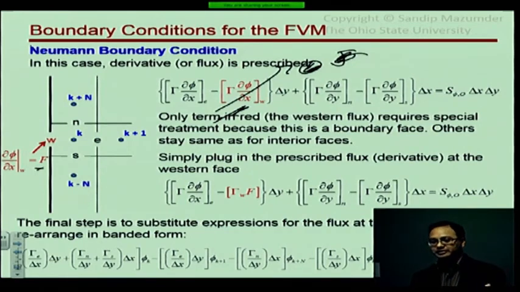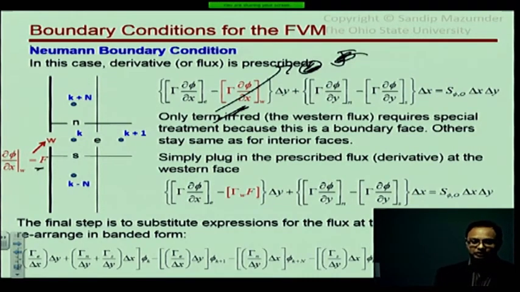In finite difference, Dirichlet boundary conditions are easy to implement and Neumann boundary conditions are difficult. Here, it's the other way around. Neumann boundary conditions are very straightforward. Dirichlet boundary conditions are a little bit tricky.